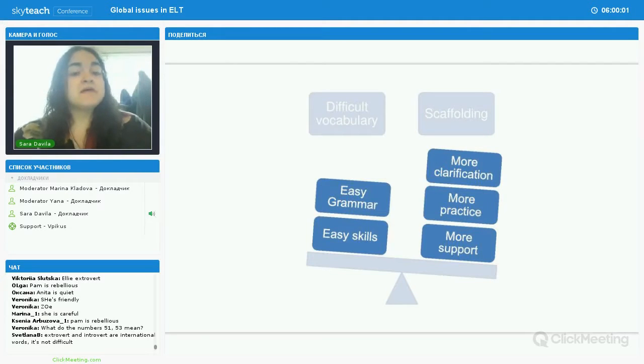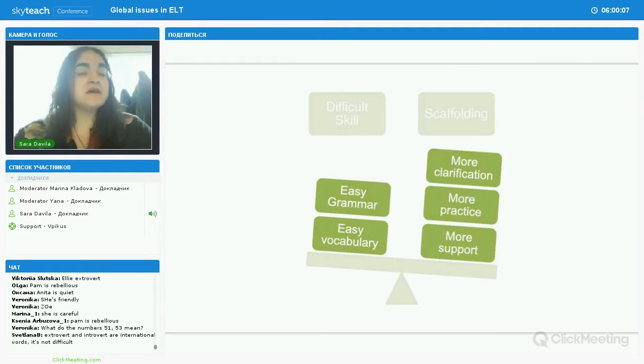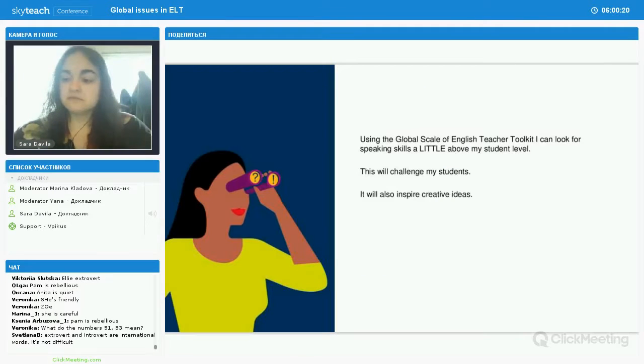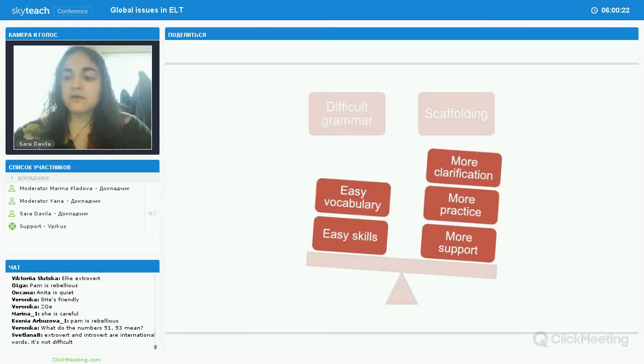If I know that my vocabulary is difficult, I want to scaffold that vocabulary, and I want to make sure that my grammar and my skill are very simple. If my skill is very difficult, I want to make sure that my grammar and my vocabulary are a little bit easier. If my grammar is very difficult, I want to make sure my vocabulary and my skill are very easy. So when we're thinking about scaffolding, this is really what we want to do with our students.